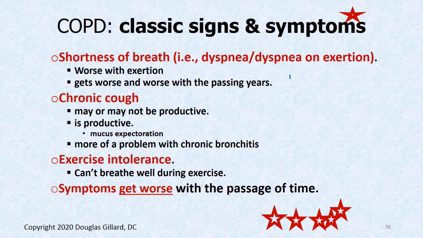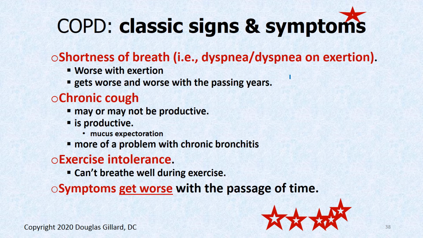What are the classic signs and symptoms of someone with COPD? A progressive shortness of breath, dyspnea on exertion. Three years ago I could walk a mile. Two years ago, three-quarters of a mile. One year ago, a half a mile. This year I can only walk four blocks. I'm just exhausted. I can't breathe. I'm out of breath. That's a progressive shortness of breath.